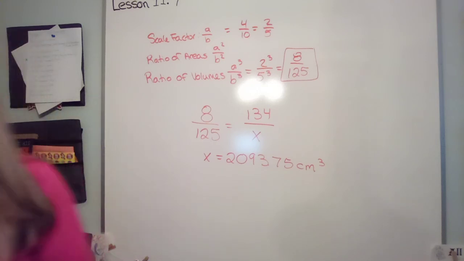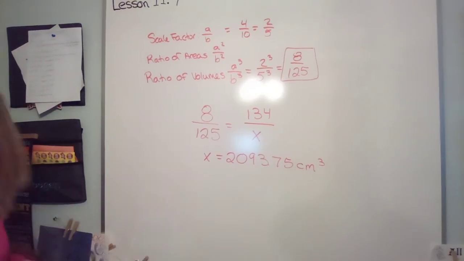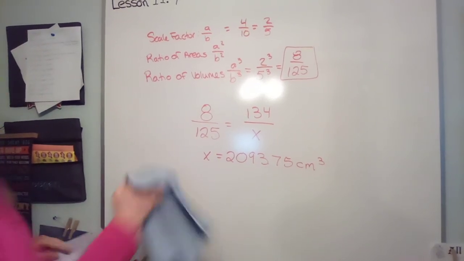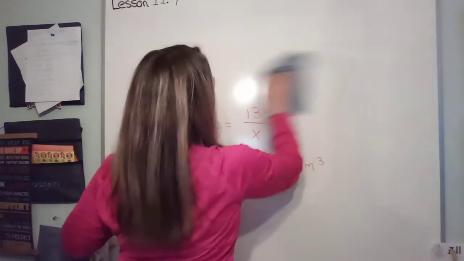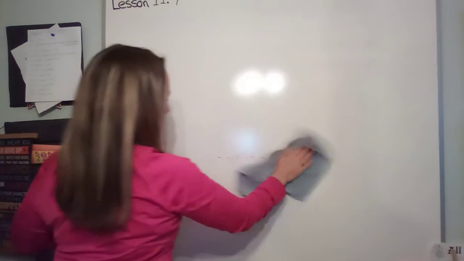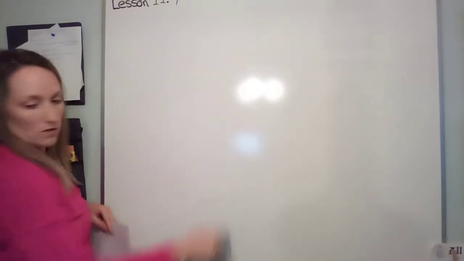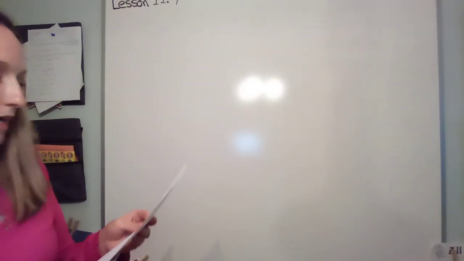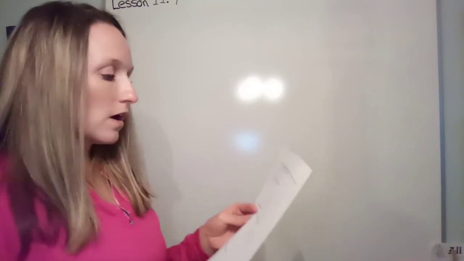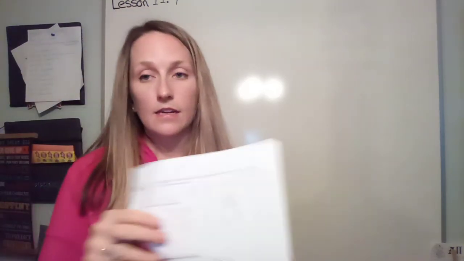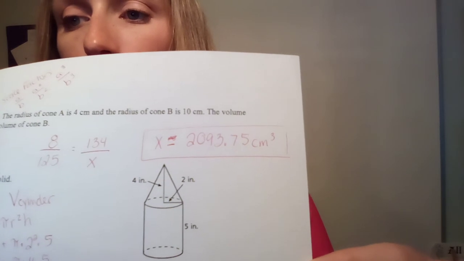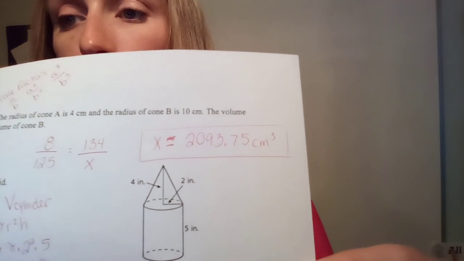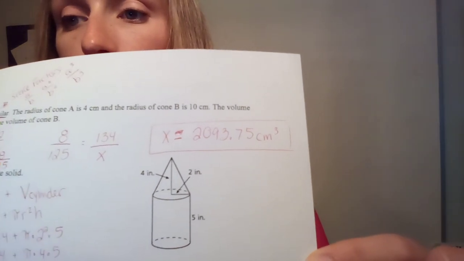Okay. And the very last problem from this lesson. Okay. So the last problem says find the volume of the composite solid. Composite solid is just made up of more than one solid. So you have a cylinder and a cone. Find the volume of the cylinder, find the volume of the cone, add, and that's all you have to do.